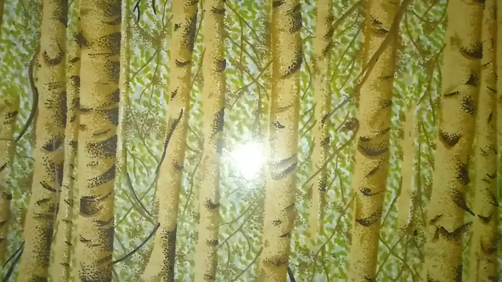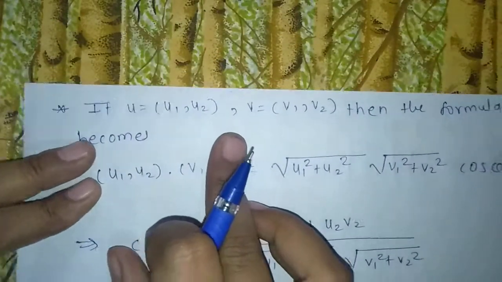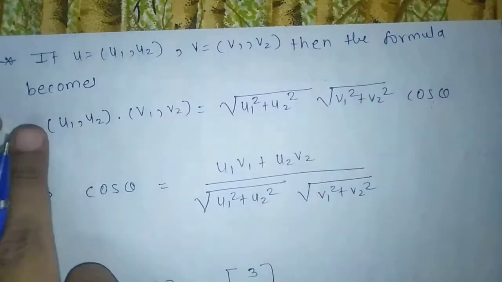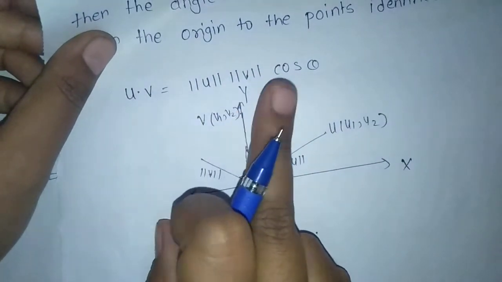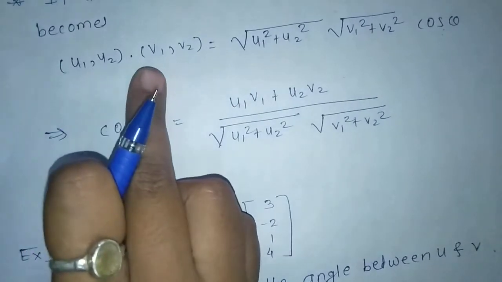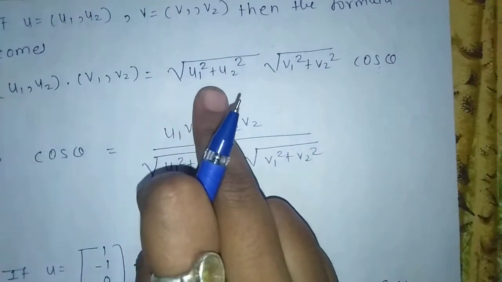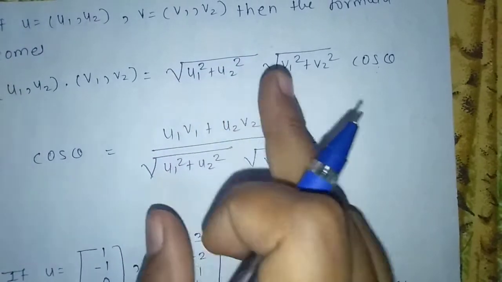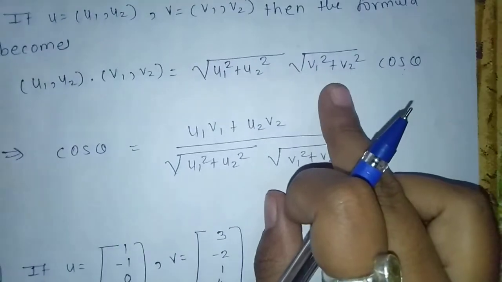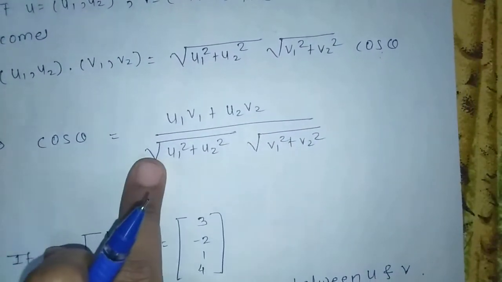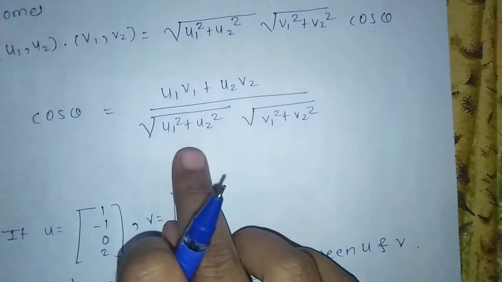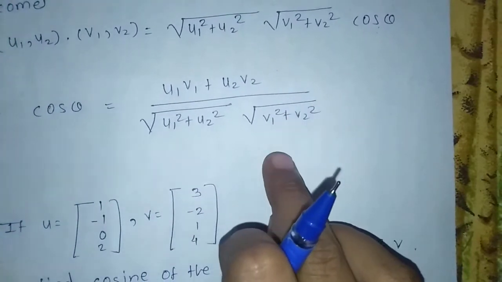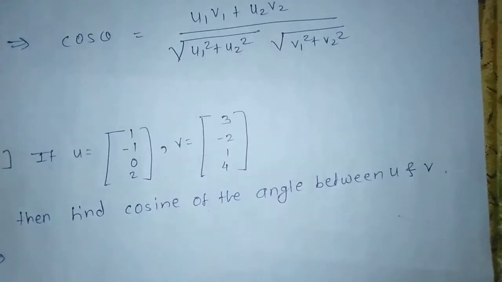So next point, if U is equal to (U1, U2) and V is equal to (V1, V2), then the formula U dot V is equal to norm U norm V cos theta becomes (U1, U2) dot (V1, V2) is equal to norm U, meaning under root U1 square plus U2 square, norm V is equal to under root V1 square plus V2 square, into cos theta, which implies cos theta is equal to the dot product, which is nothing but U1 V1 plus U2 V2, upon under root U1 square plus U2 square into under root V1 square plus V2 square. Next, example on the angle.